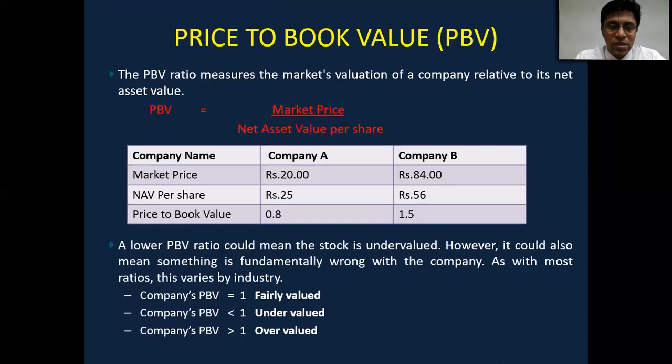Therefore, as a general rule of thumb, if a company's PBV is equal to 1, it may be considered as fairly valued. If a company's PBV is less than 1, it may be considered as undervalued. If a company's PBV is more than 1, it may be considered as relatively expensive.